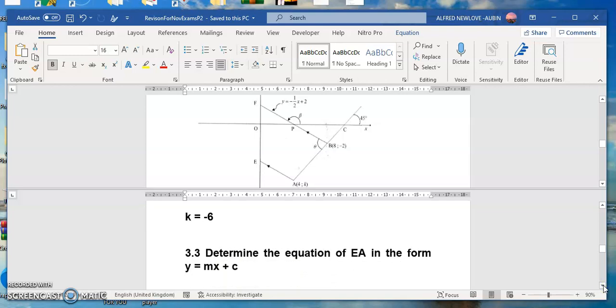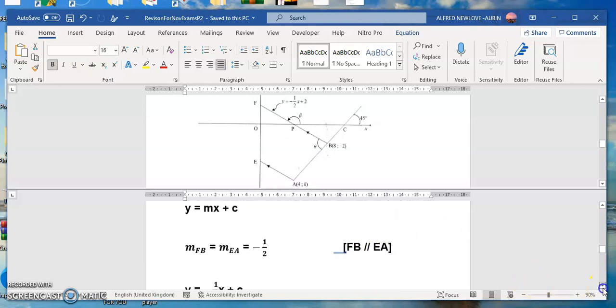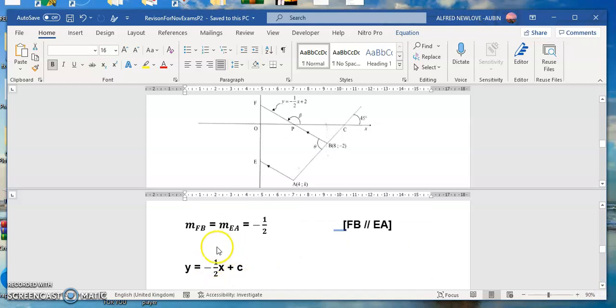Then the next question says, determine the equation of EA in the form y = mx + c. Where is EA? They want us to determine this equation. They've given us the equation of FB, so we don't have a problem with the gradient. Since in the question they say they are parallel, their gradients are equal. So FB is parallel to EA. Our gradient is -1/2, so m is -1/2. We took it from here. Since they are parallel, their gradients are equal.